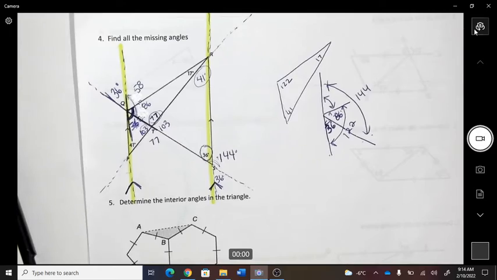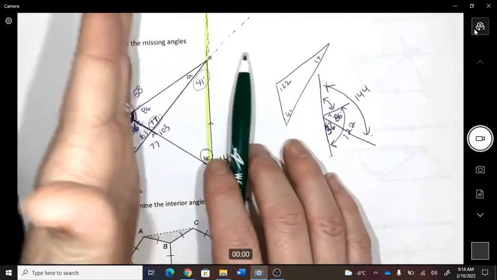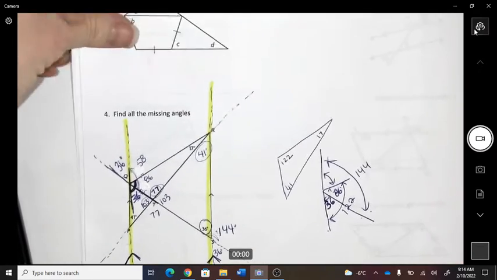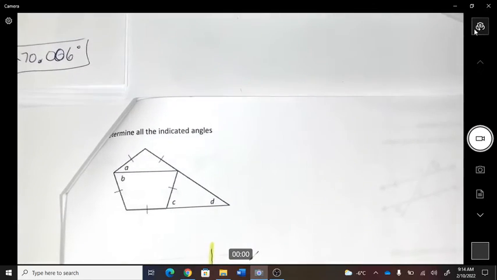Okay, so we had to use parallel lines. We found some corresponding opposites. We used triangles. We used straight lines. We used a bunch of that stuff. So do you see how you're just going to have to strategize and follow, hey, I could get this angle. Well, now that angle gives me that angle. Okay, let's do the top one together, and then I'll let you work.